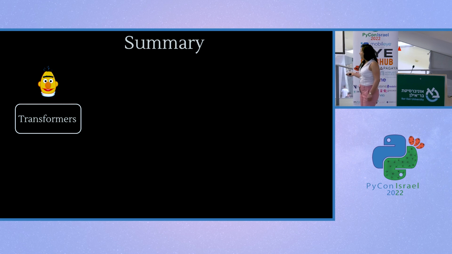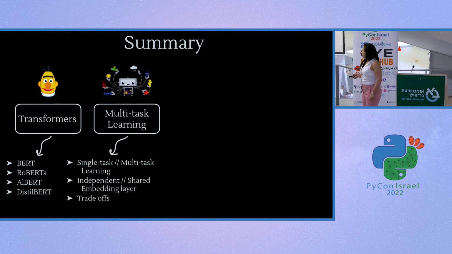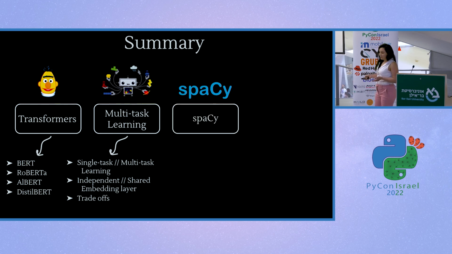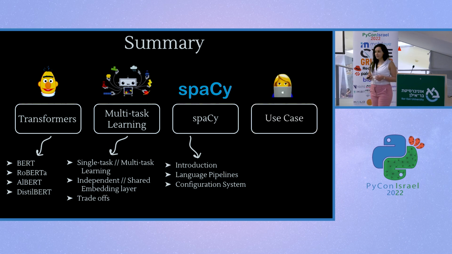Okay, we started with transformers. We talked about BERT and the different relatives. We talked about fine-tuning. Then we moved on to multitask learning versus single task learning, the concept of independent and shared embedding layers, the different trade-offs. We moved on to spaCy. We talked about language processing pipelines, about built-in and customized components, and the configuration system. And lastly, we saw a use case of how we can use the command line interface and create a pipeline, train it, and get a model that we can use.